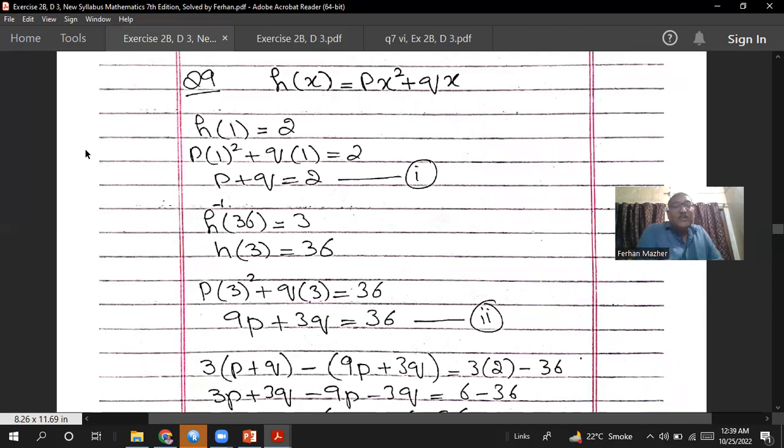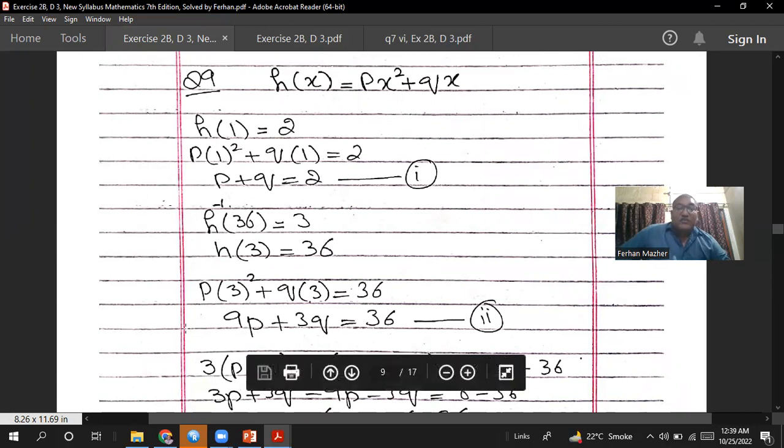Now h inverse of 36 is equal to 3. So I will take the h to the other side, so it will become h of 3 equals 36. This step is very, very important here. h inverse of 36 equals 3, so I will take the h to the other side, so it will become simply h of 3 is equal to 36.